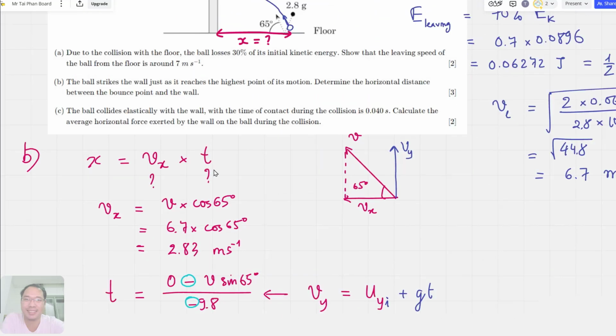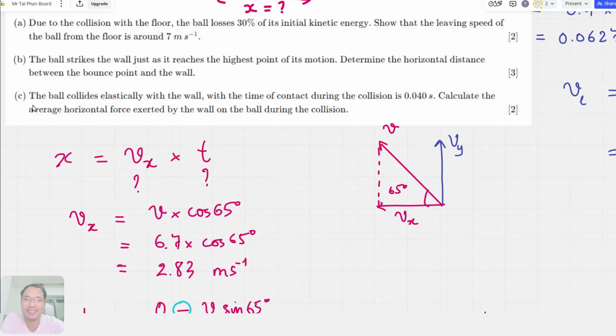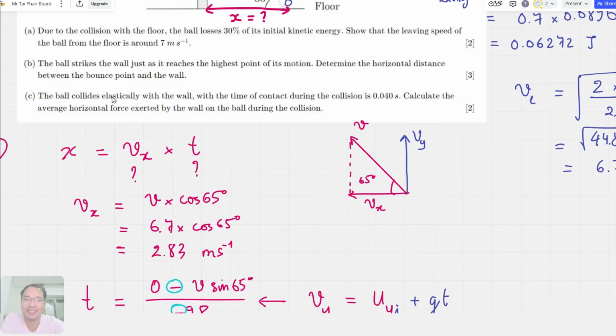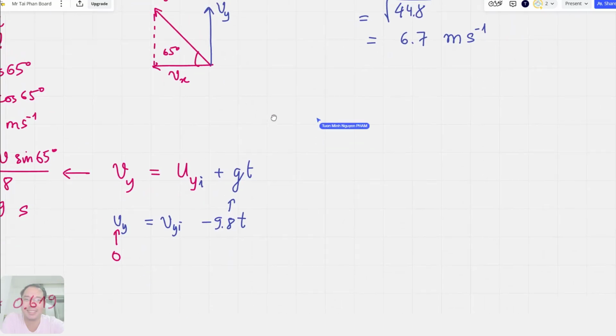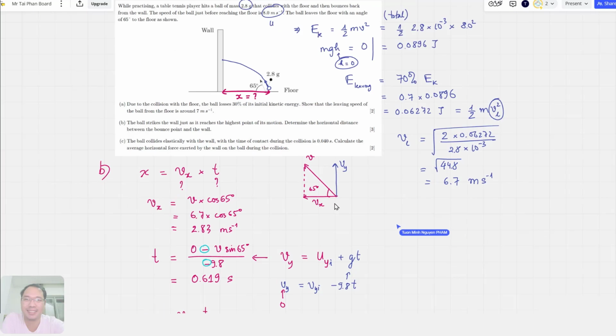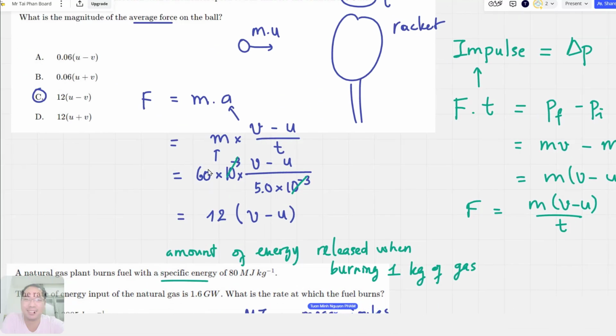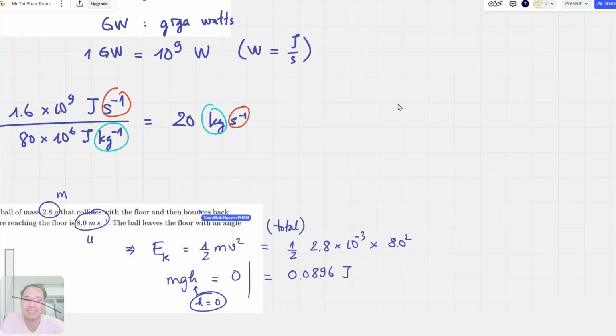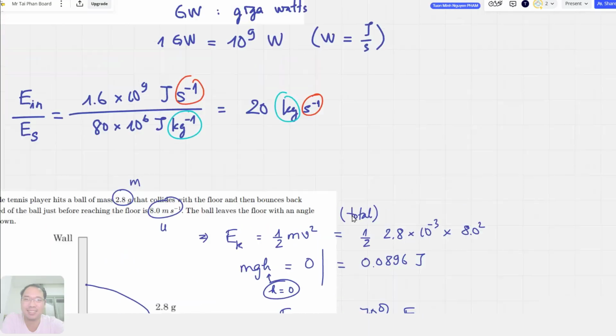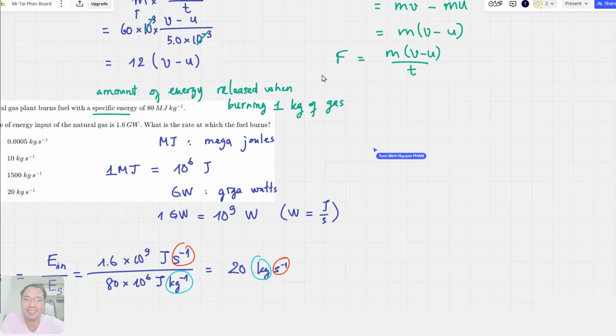Let's try finishing question C. The ball collides elastically with the wall, with the time of contact during the collision being 0.04 seconds. Calculate the average horizontal force exerted by the wall on the ball during the collision. Same as last time, you can use one of two methods. Any method works.